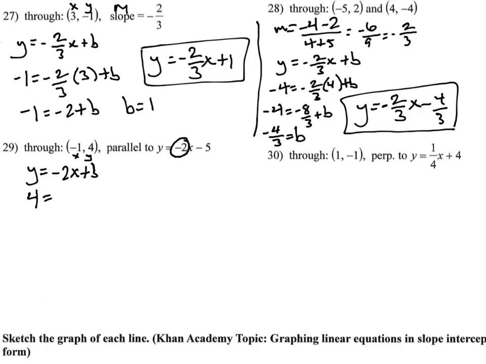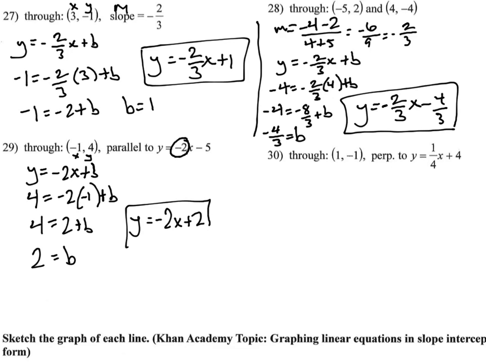So 4 equals negative 2 times negative 1 plus b. 4 equals positive 2 plus b. Subtract 2, b equals 2. And then again, plug everything into the equation. y equals negative 2x plus 2.